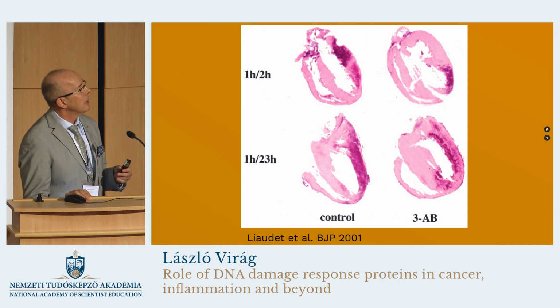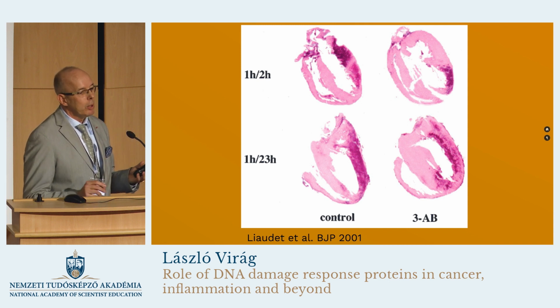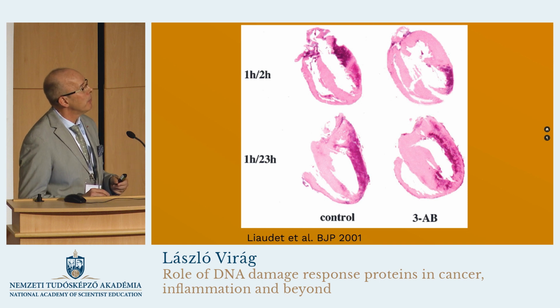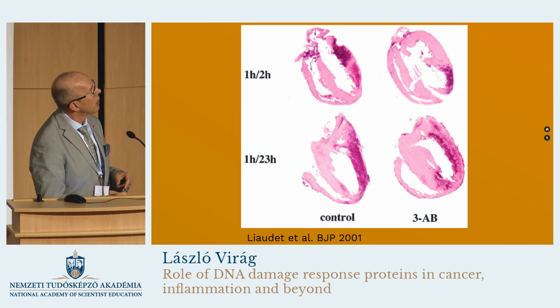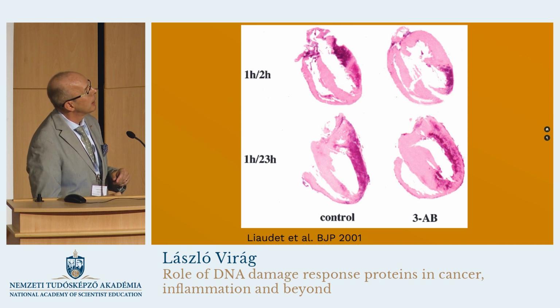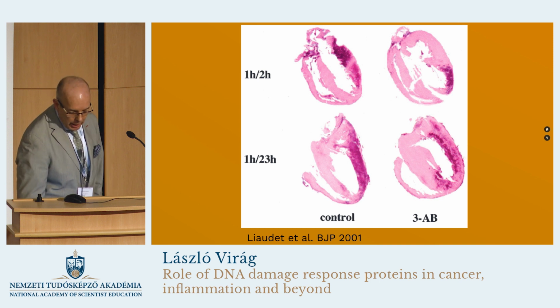It's because this is not just something that happens in a model cell line. You see the very same thing in the myocardium. This is myocardial injury. This dark area is all necrotic area. If you inhibit the enzyme with a compound, much less damage can be seen.